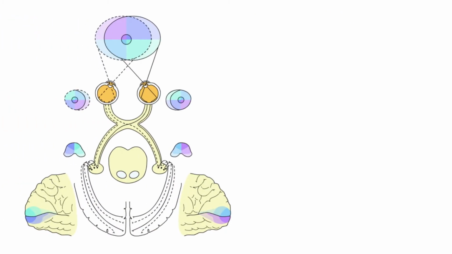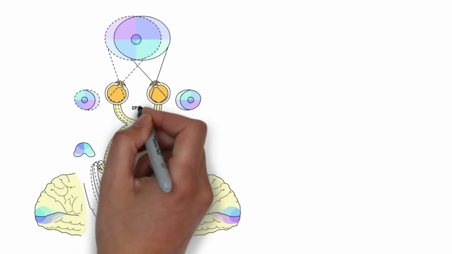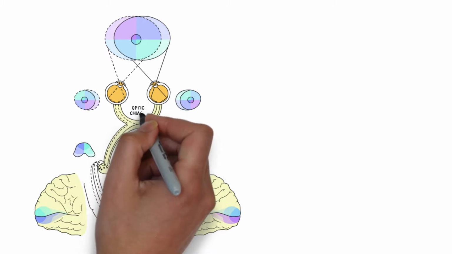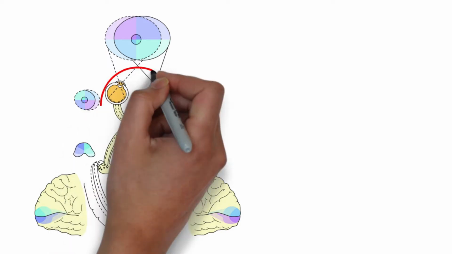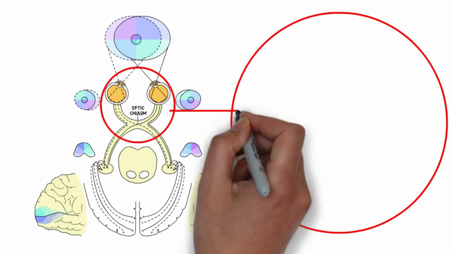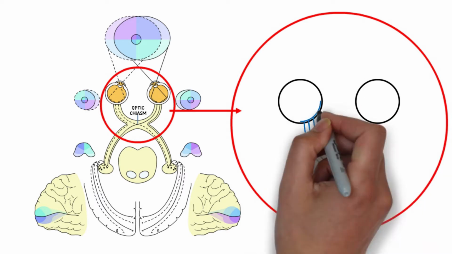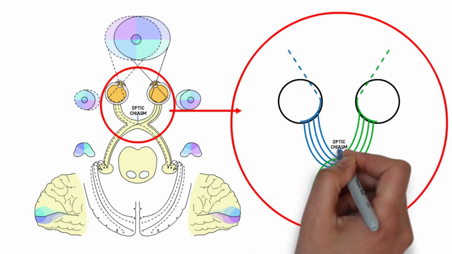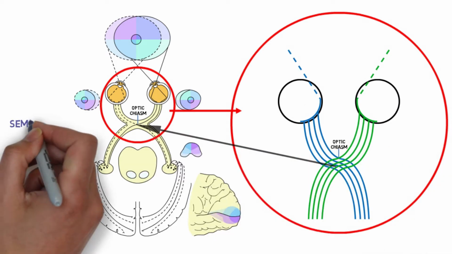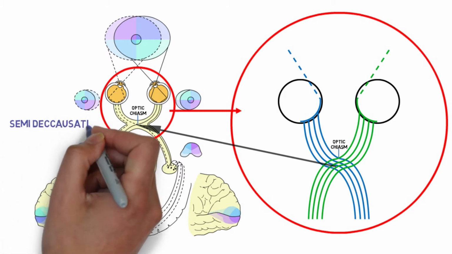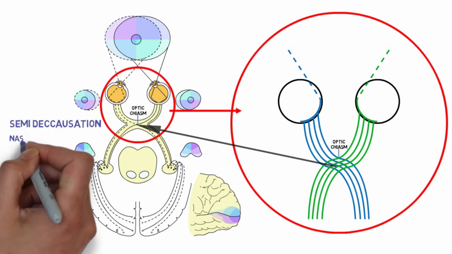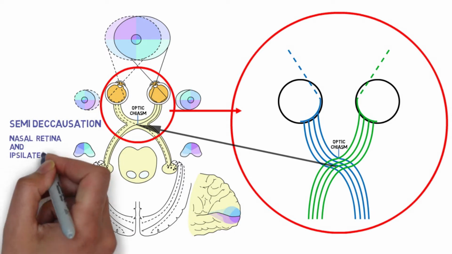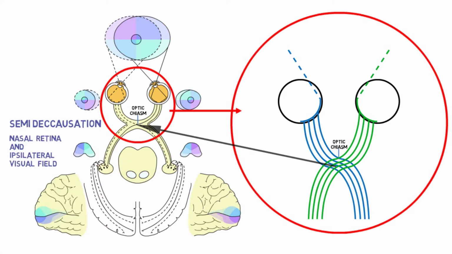Visual information leaves the eyes via the optic nerves and then comes together again to form the optic chiasm. At the optic chiasm, nerve fibres undergo a process of decussation, or crossing over. But note that only 50% of the fibres cross over, in a process called semi-decussation. The crossing over is highly organised, with only fibres from the nasal retina and ipsilateral visual field crossing over.